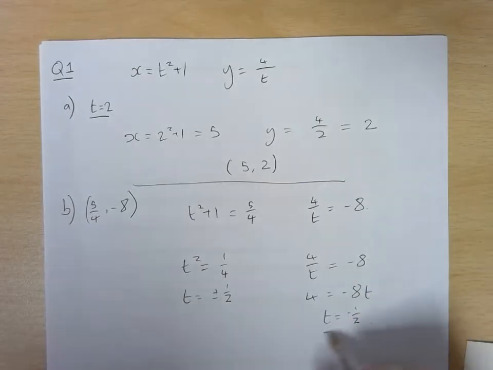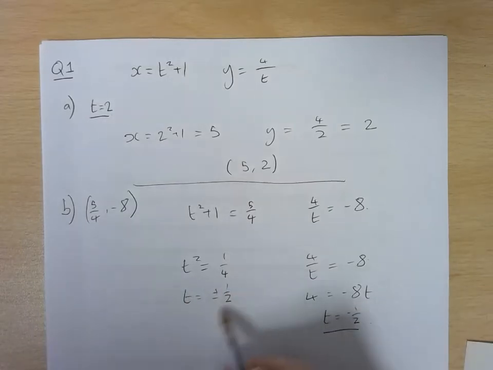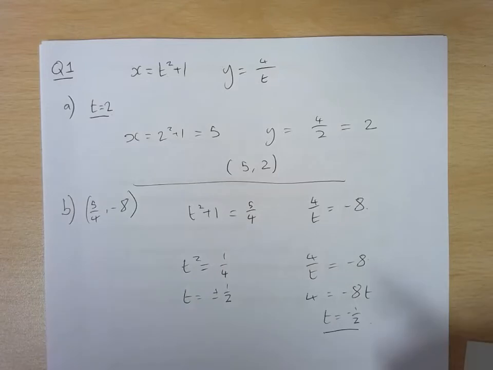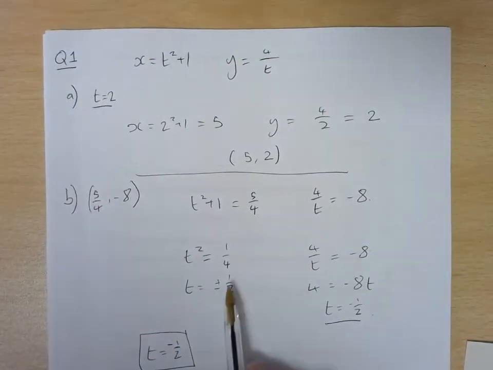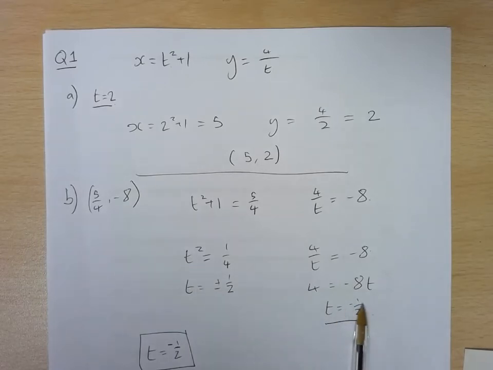As we can see, minus 1/2 works here, and it works for this one, but the plus 1/2 here doesn't work. That would correspond to a different point on the curve. So our answer for this is t equals minus 1/2. The plus version here doesn't work because it doesn't agree with the y coordinate. It's going to give us a different point, and that's that question done.